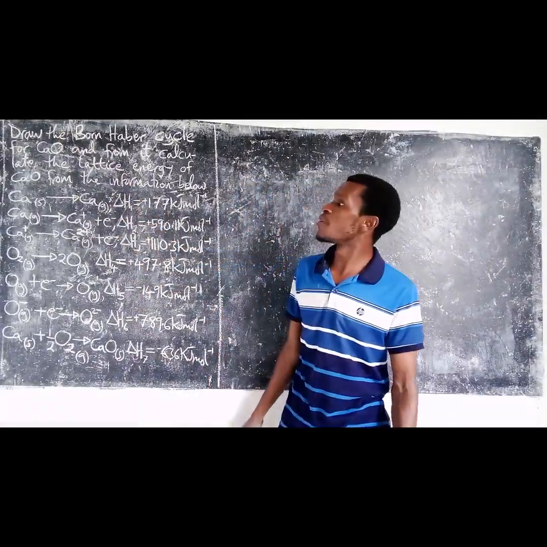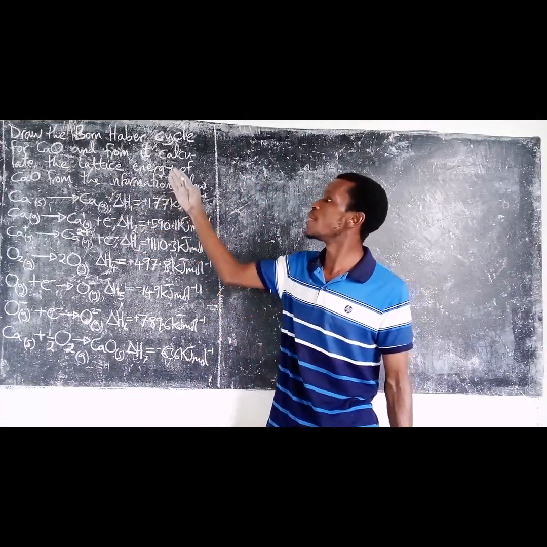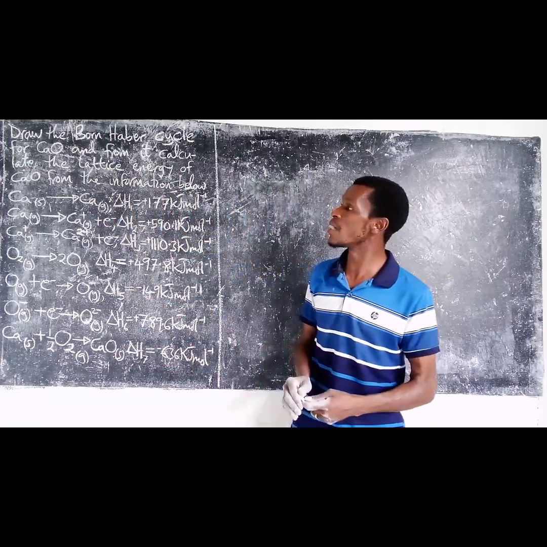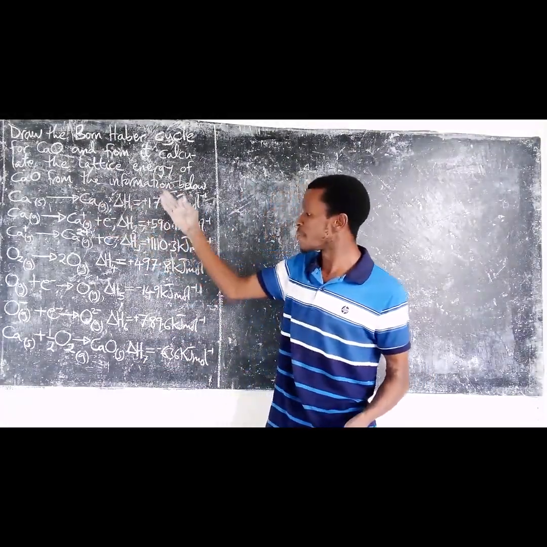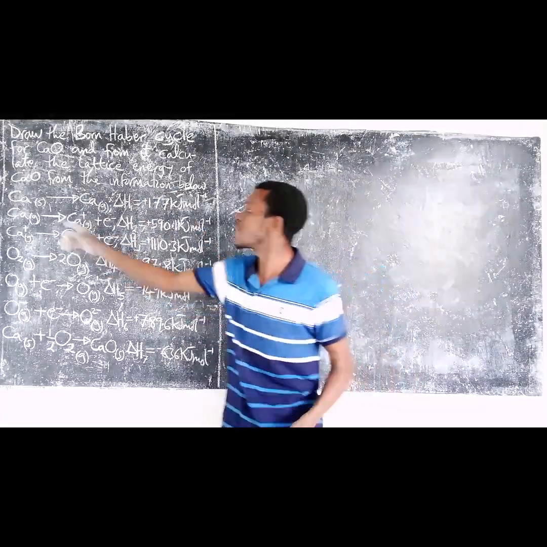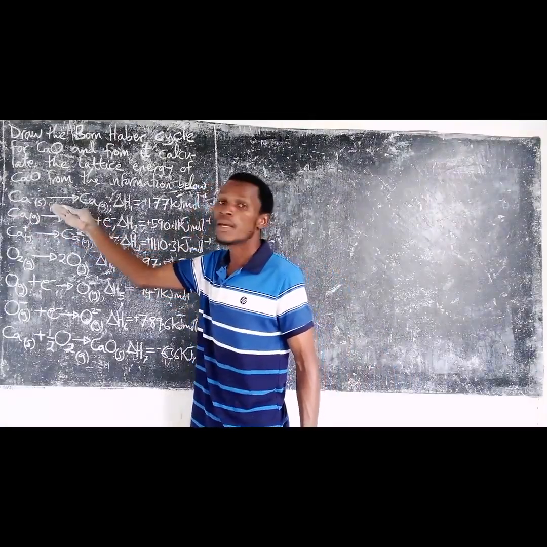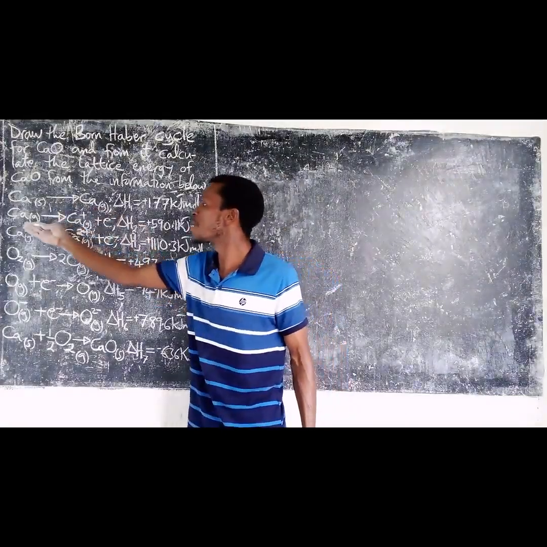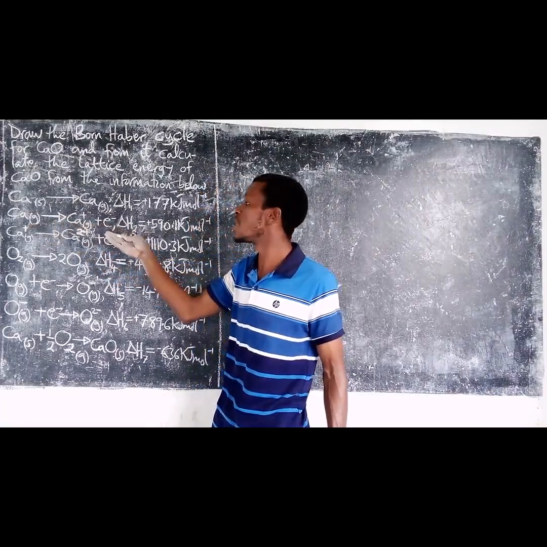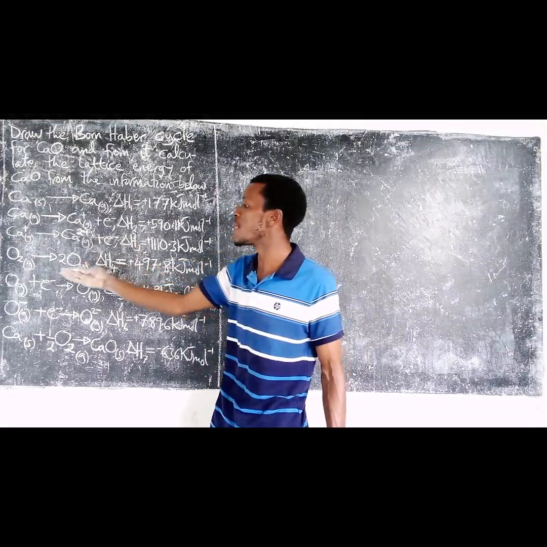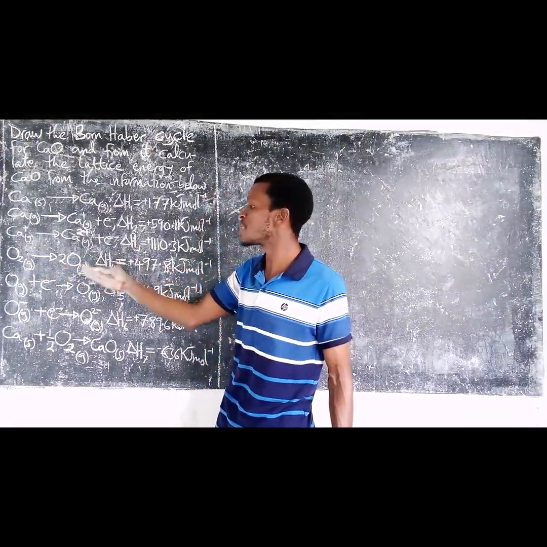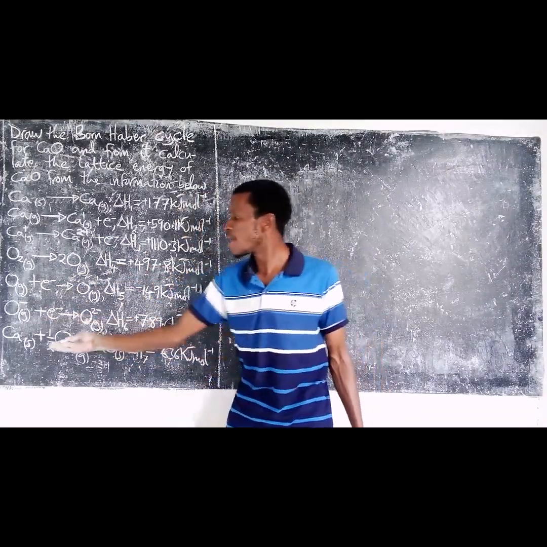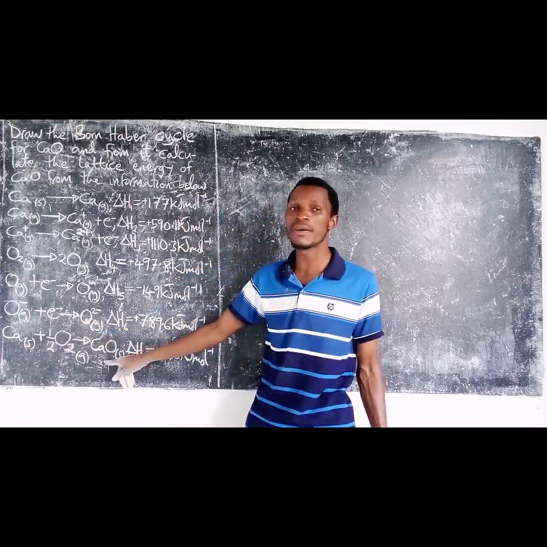Draw the Haber cycle for calcium oxide, and from the Haber cycle you have drawn, determine the lattice energy of calcium oxide from the given information below. We have been given the enthalpy of atomization of calcium, the first ionization energy of calcium, the second ionization energy of calcium, the dissociation energy of oxygen, the first electron affinity of oxygen, the second electron affinity of oxygen, and the enthalpy of formation of calcium oxide.